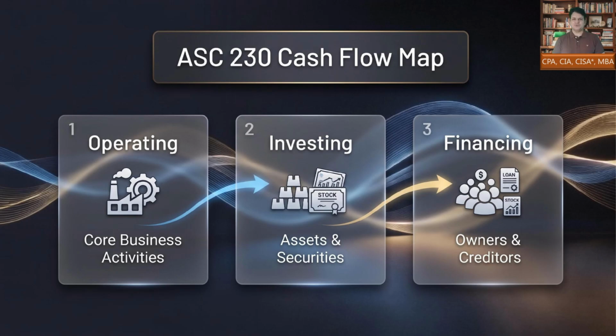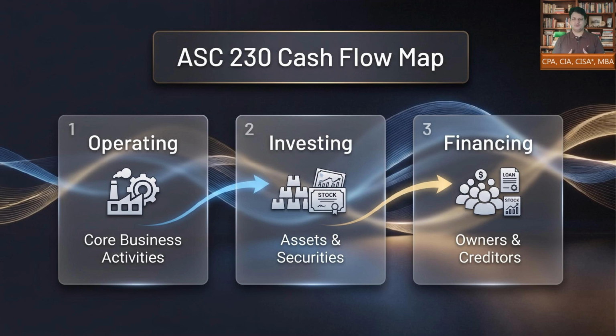In this first episode on ASC 230, Statement of Cash Flows, we are building the cash flow map. The key idea is simple: follow the cash, not just the profit. Net income tells us what accounting recognized under accrual rules, but the statement of cash flows tells us where cash actually came from and where it went.